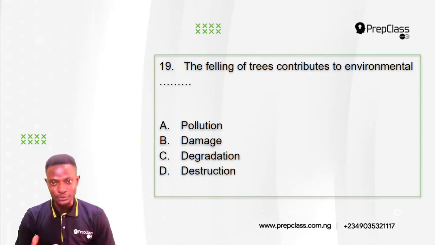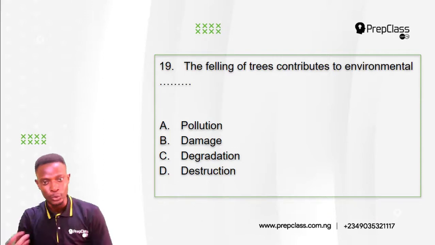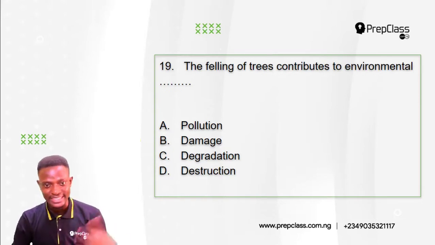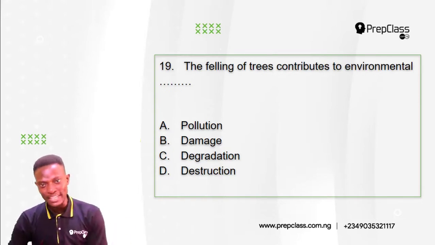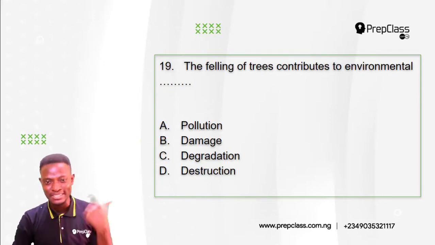A. The felling of trees contributes to environmental pollution. B. The felling of trees contributes to environmental damage. C. The felling of trees contributes to environmental degradation. D. The felling of trees contributes to environmental destruction. So which of these options is the best to complete this sentence?